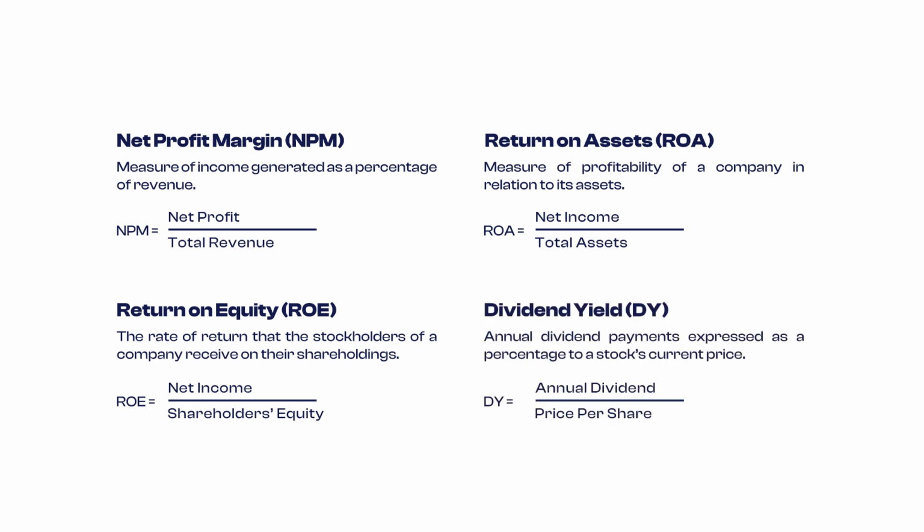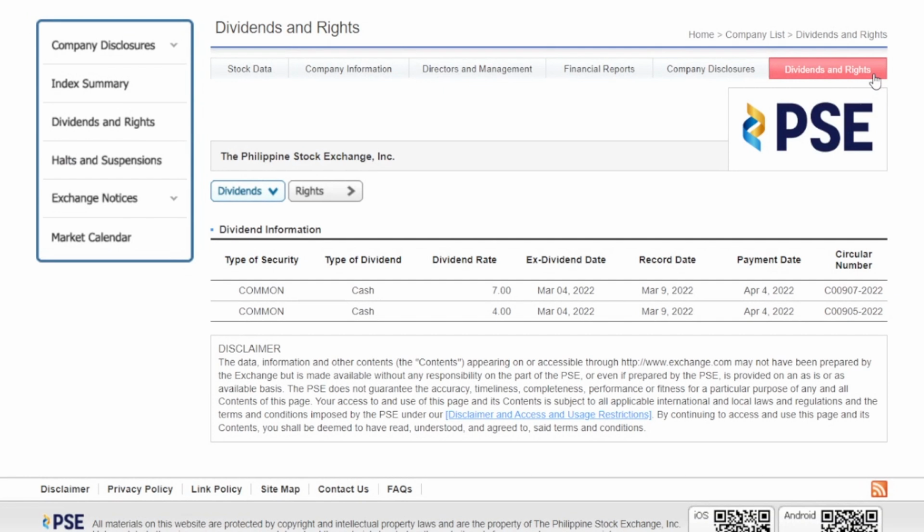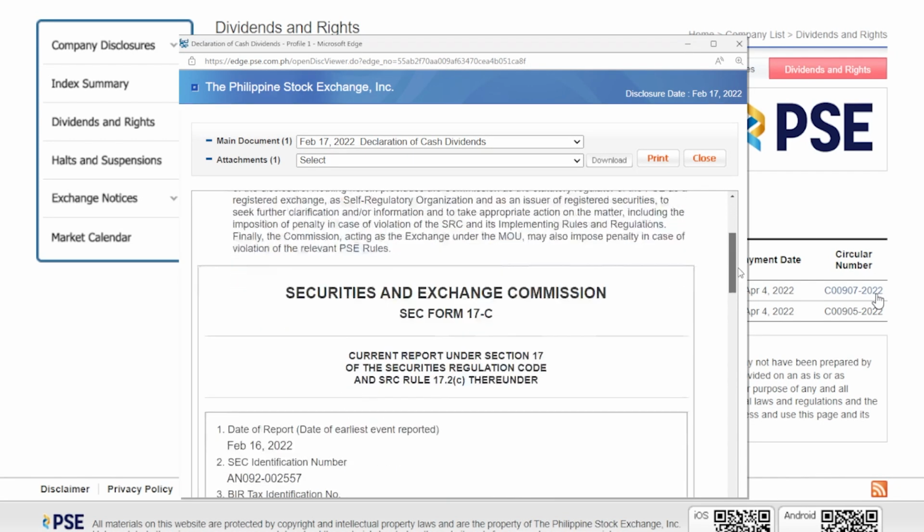Finally, the dividend yield shows the company's annual dividend payments relative to its stock price. This can be comparable to the annual interest rate earned from savings account or fixed income instruments like bonds. To view the dividend declarations of the company, you can also type in dividends in the template name field. Alternatively, you can click on the Dividends and Rights tab. Information on dividends of your chosen company will appear chronologically. You can find a more detailed report on the dividend declaration by clicking on the circular links at the rightmost column of the list.